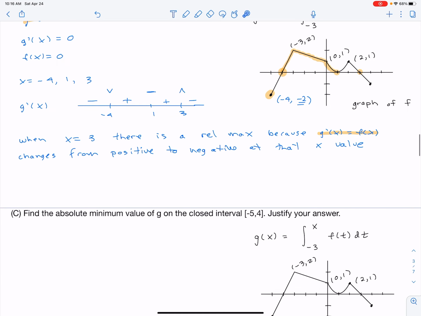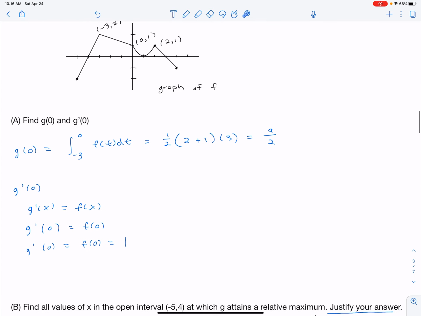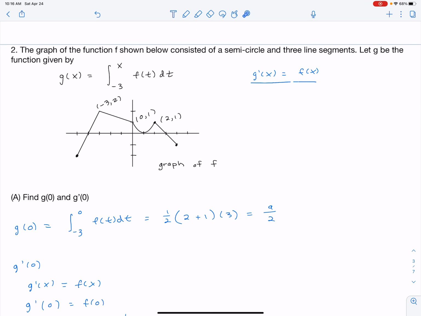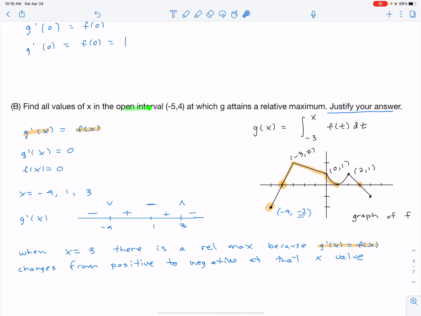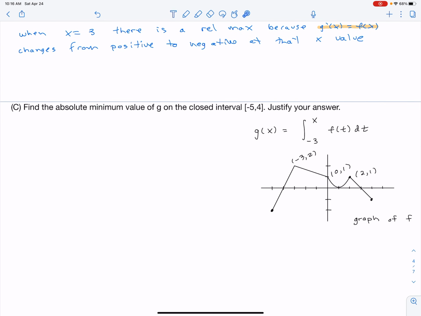Let's move right along to letter C. Letter C wants us to find the absolute minimum on the closed interval, and we want to justify our answer. So notice how there are so many flashcards here. Time out for a second. Let's just talk about this real quick. Recognizing that the derivative of this was equal to this, that's the second fundamental theorem of calculus, flashcard. Knowing how to find a relative minimum, relative maximum, flashcard. In this one, knowing how to find the absolute minimum, that's a flashcard.